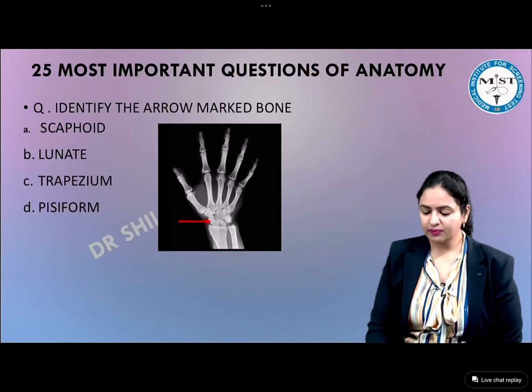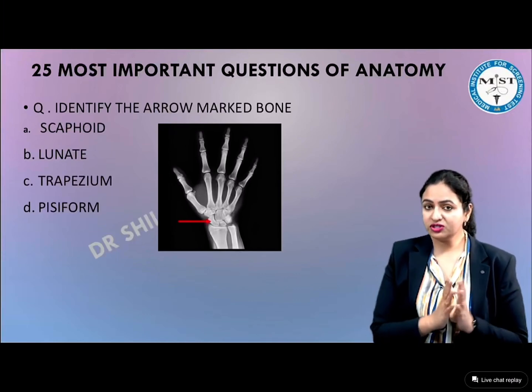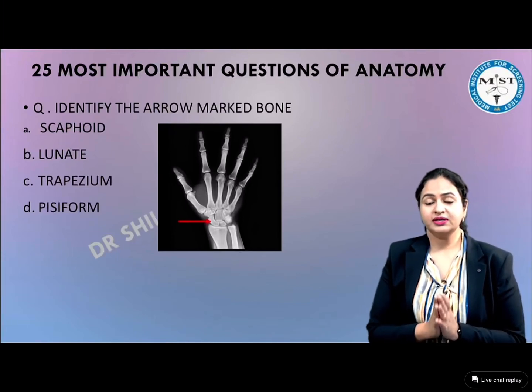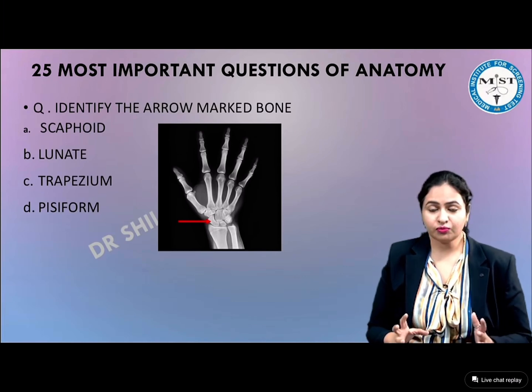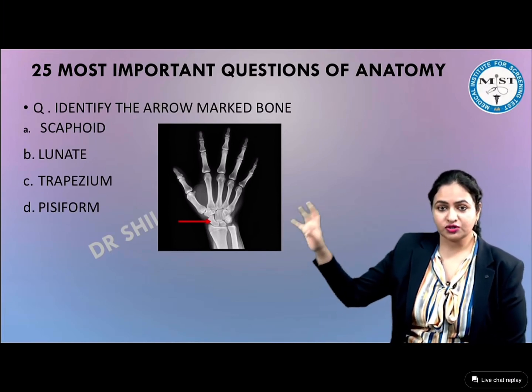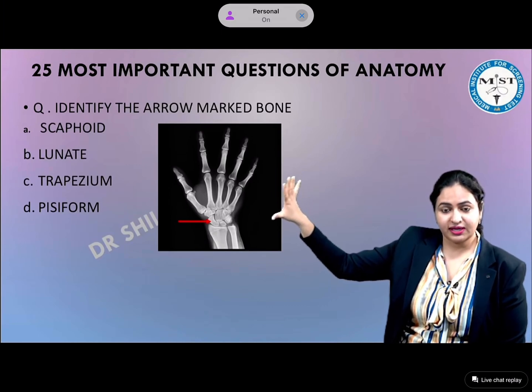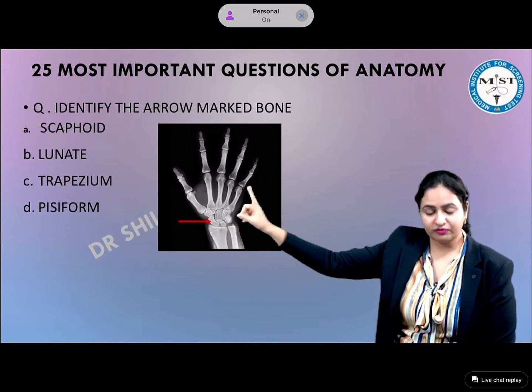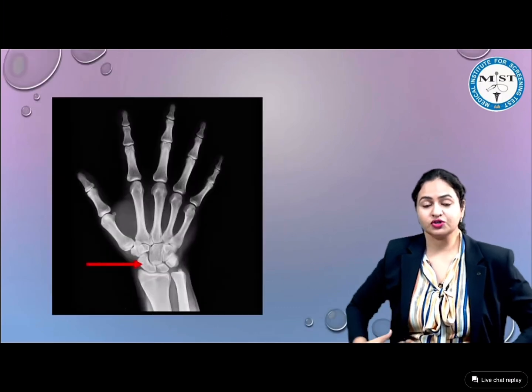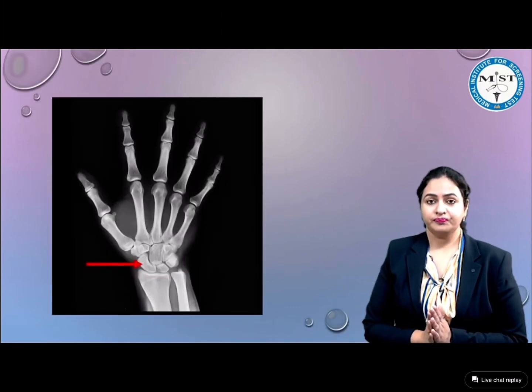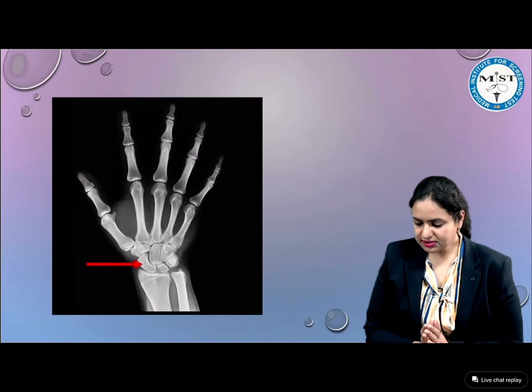Next question, because you know that the images of the upper limb and lower limb, especially the bones, are very, very important for you. If you look at this image, this is an X-ray of the hand, and over here you have this arrow, and you have to identify this arrow-marked structure. So when this image comes to us, what happens?